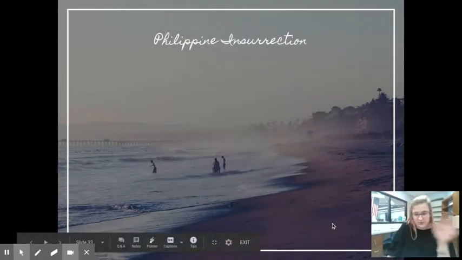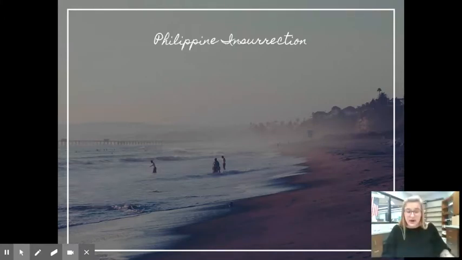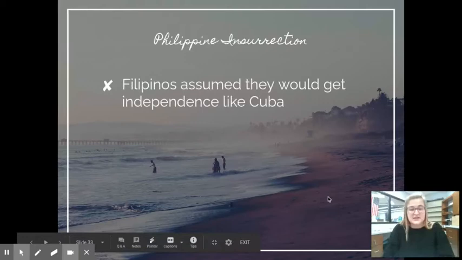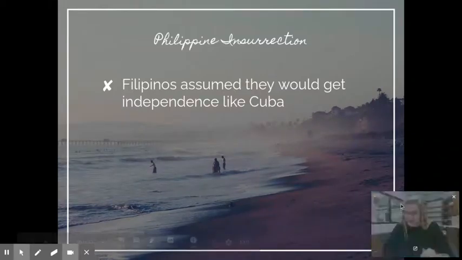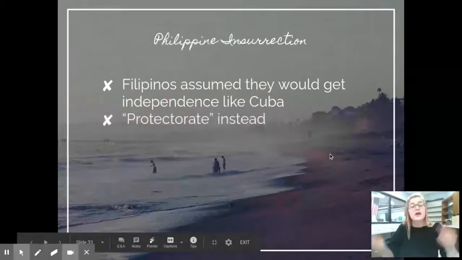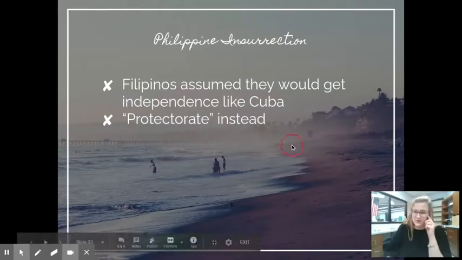You notice that the Filipino people were not invited to talk about this. And that's why there is an insurrection. When I say insurrection, I mean a revolt. Okay? So the insurrection in the Philippines, the Filipinos assumed that they would be granted freedom after the war, kind of like we promised the Cubans in the Teller Amendment. The Senate kind of doesn't pass that resolution, and the Philippines become a protectorate, which isn't a territory, and it is not a state. It is an area that the United States owns and is in charge of, but the people in that area get no benefits from being owned by the United States. We're protecting them. I hope you see my sarcasm there.